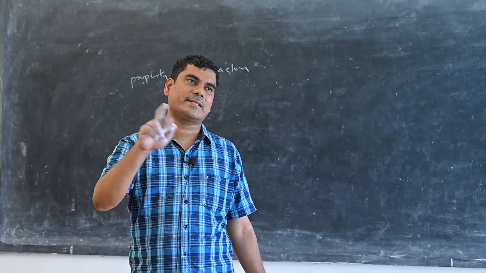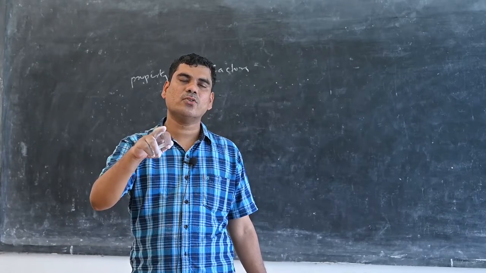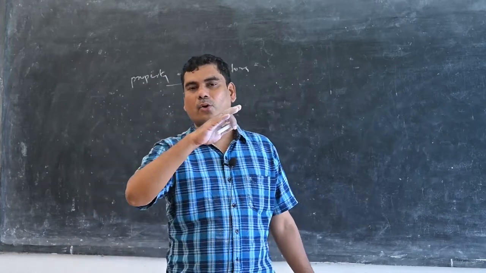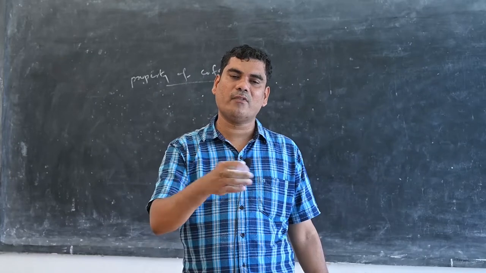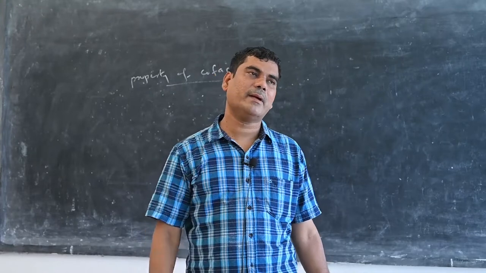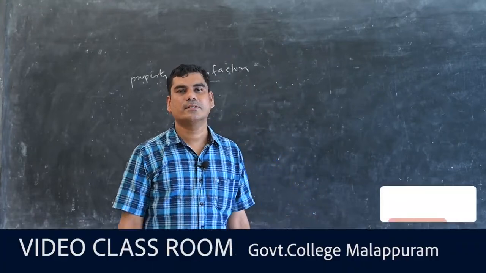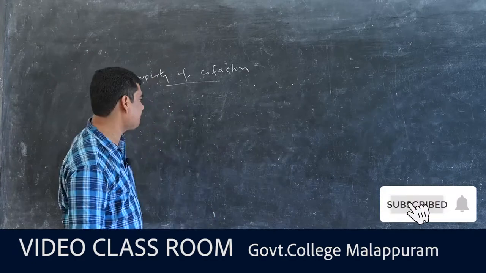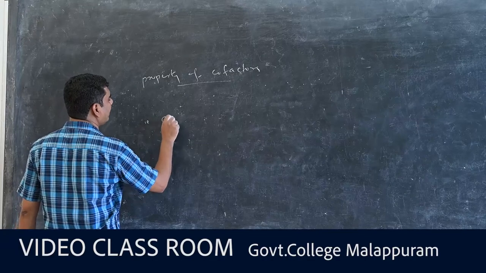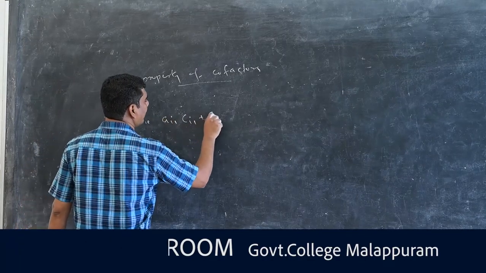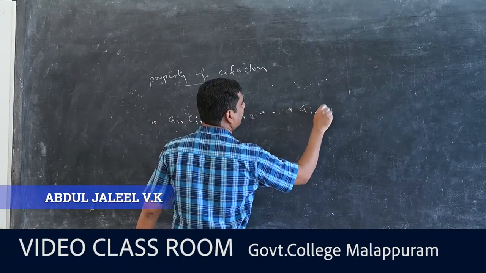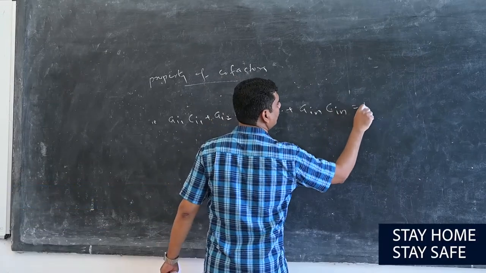Now, if we take a row of a matrix A, and take cofactors of another row of the matrix, multiply them, add them, then we get zero. That is, ai1 into ci1 plus ai2 into ci2 plus ain into cin, this is equal to the determinant.